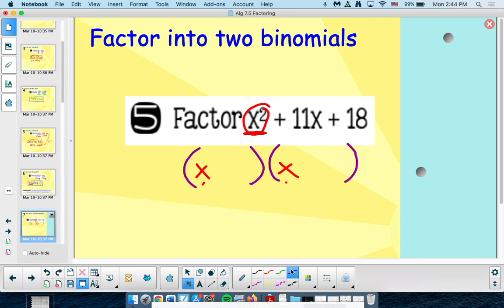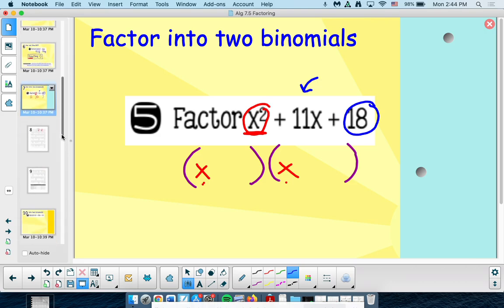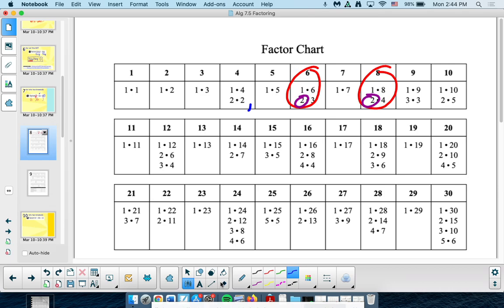And now we have a trick. Now the trick is you have to think of numbers that multiply to this last term, but add or subtract to the middle. So what you want to do is go to your factor chart, find 18, right here, folks, and think of these numbers, okay? Those are your factors of 18.